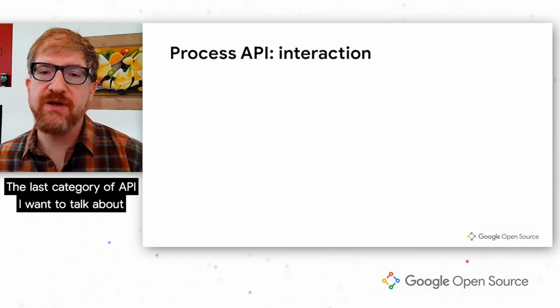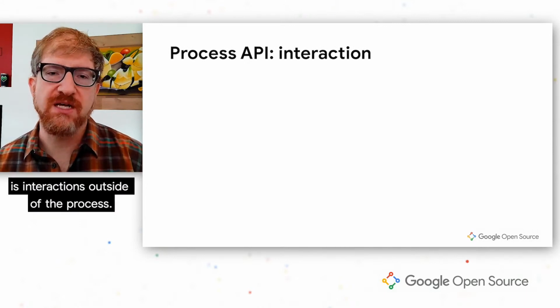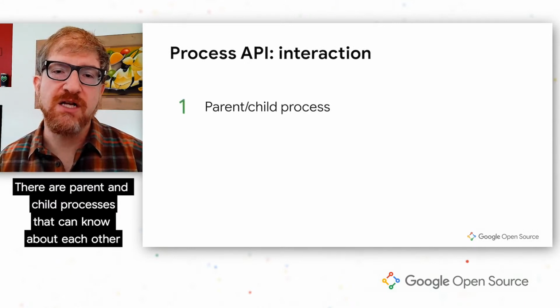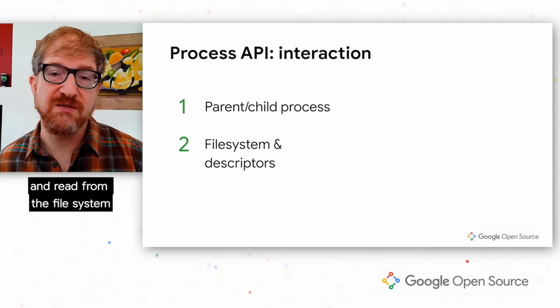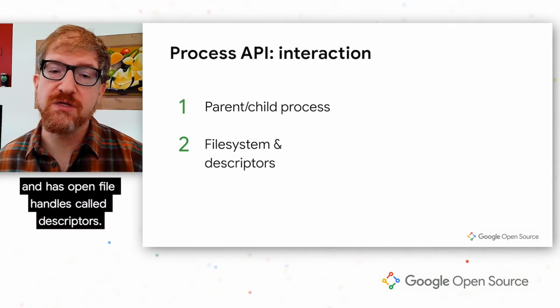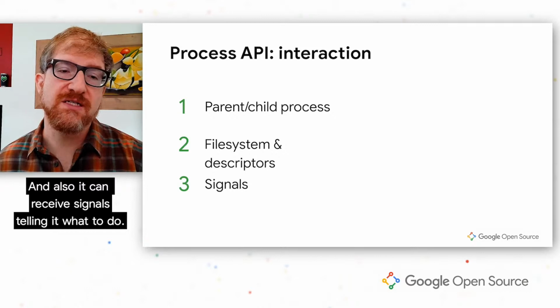The last category of API I want to talk about is interactions outside of the process. So there are parent and child processes that can know about each other. And there's obviously the program can write to the file system and read from the file system and has open file handles called descriptors. And also it can receive signals telling it what to do.